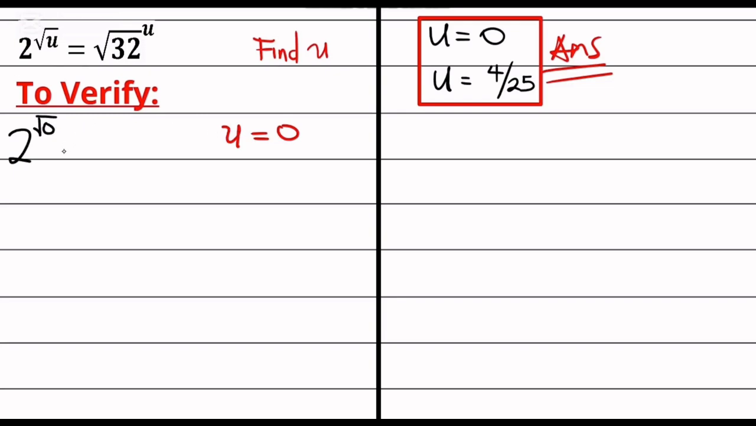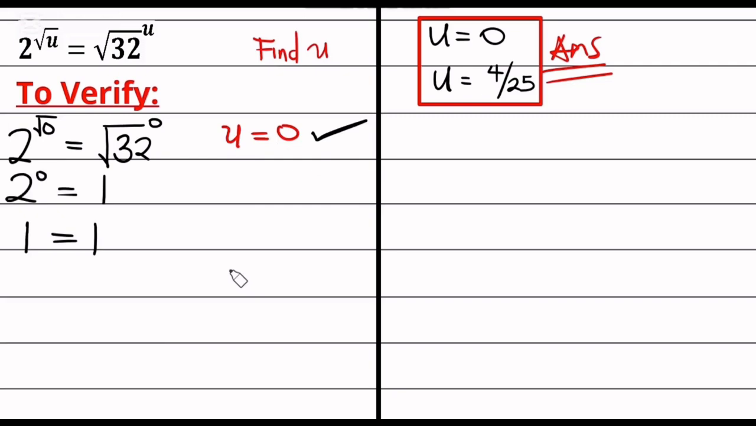If it is 0, then it equals the square root of 32 raised to the power of 0. So on the left hand side, the square root of 0 is just 0, so we have 2 raised to the power of 0, equals, in my memory, anything raised to the power of 0 is of course going to be 1. So we have 1 here, and at the same time that is what we have here: 2 raised to the power of 0 is 1. Therefore, the left hand side is equal to the right hand side, which shows that the value u equals 0 is actually correct.